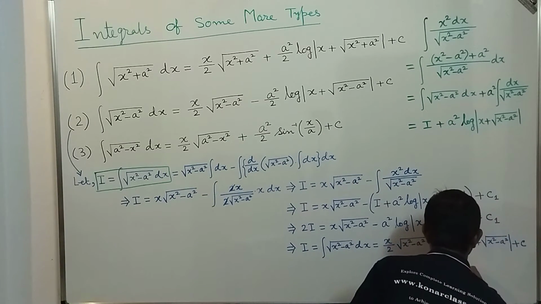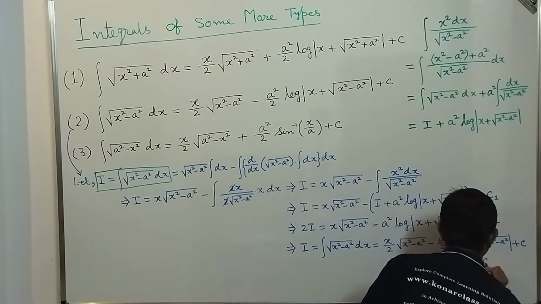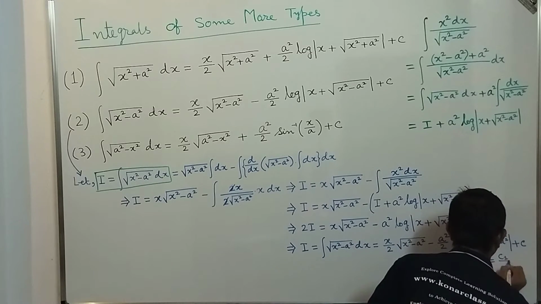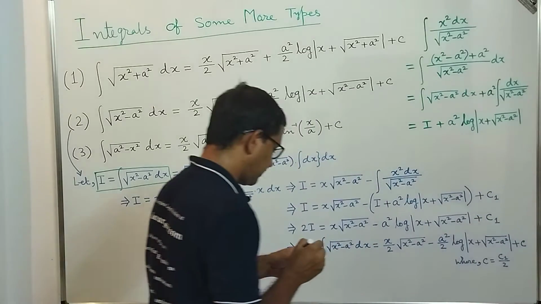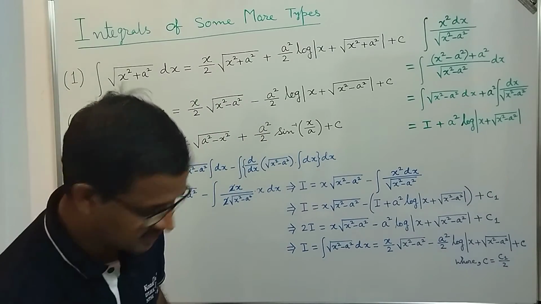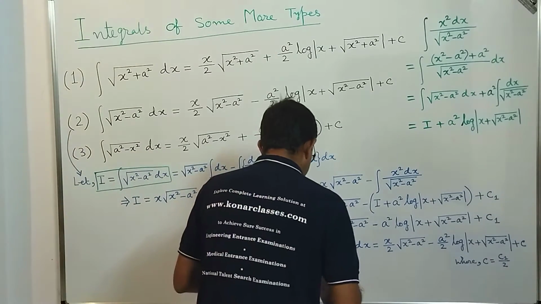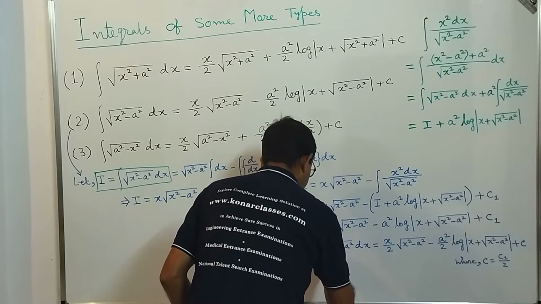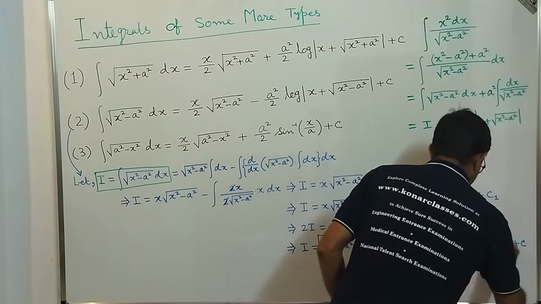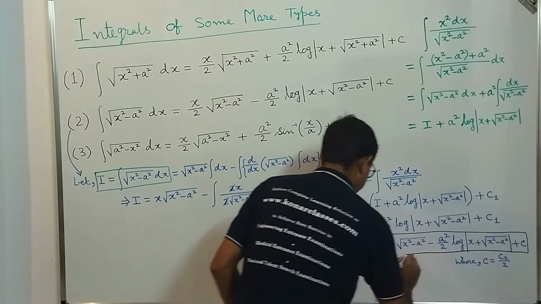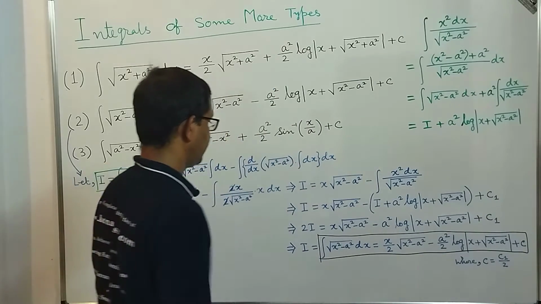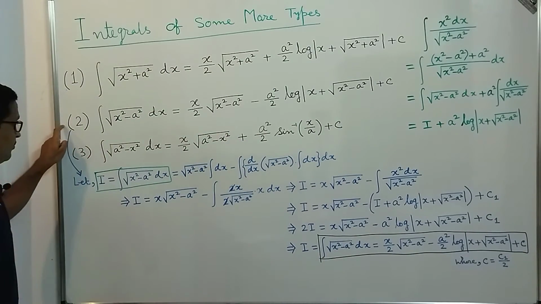So what we can write is that where c is equal to c1 by 2, and we are done with that, finding the integration of square root of x square minus a square dx. Okay, done. Now, so second one is done.